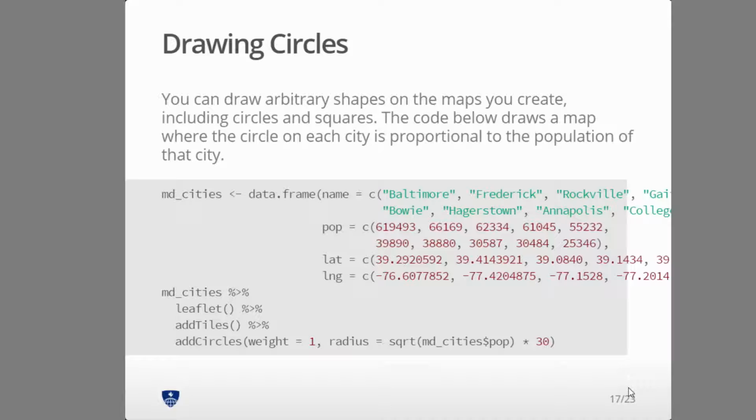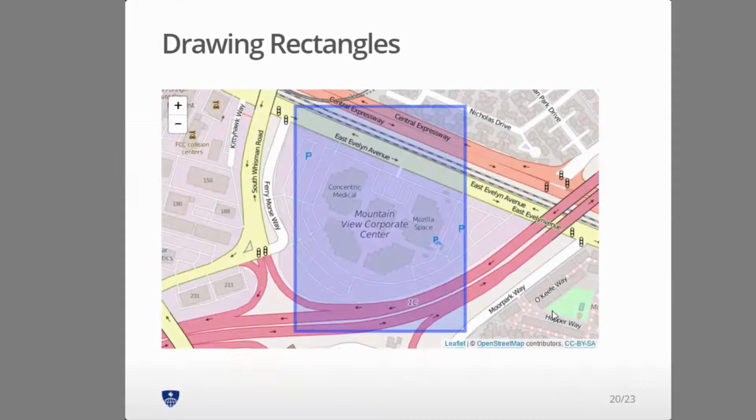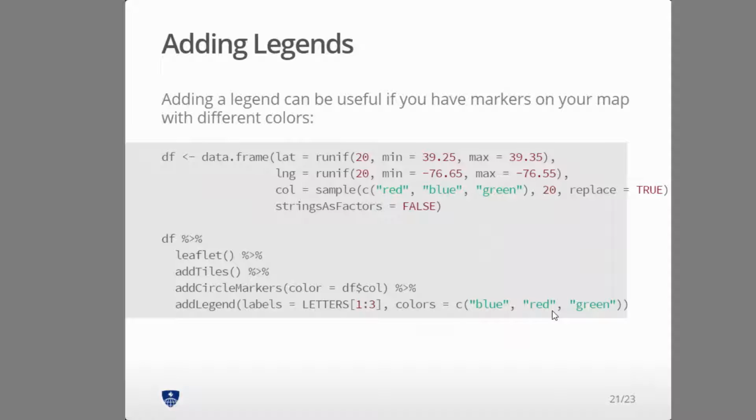So the last thing we're going to really talk about is that you may want to manually, digitally, I guess, draw shapes on your map. Here we're going to show you how to draw some circles, and it will be pretty obvious how you do that. Then we'll show you how to draw some rectangles, and then we'll show you how to add a legend. So these couple of commands will get you started, and then there's obviously more.